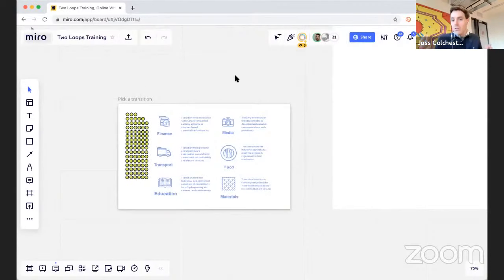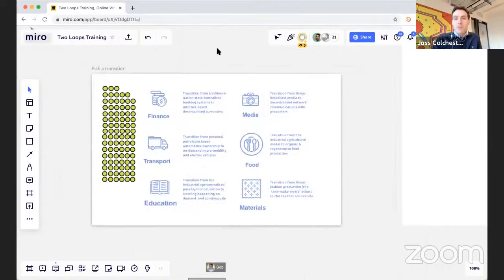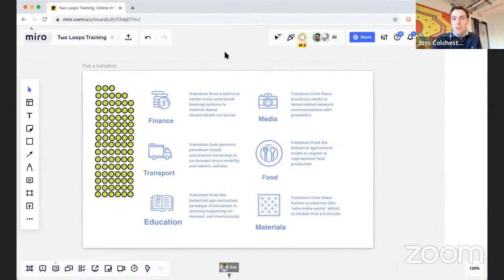So today's just an exercise. We're going to take a couple of examples that we could use. I want you to join me here now. We'll do some voting about what we're going to be talking about today. So the first one is around finance.